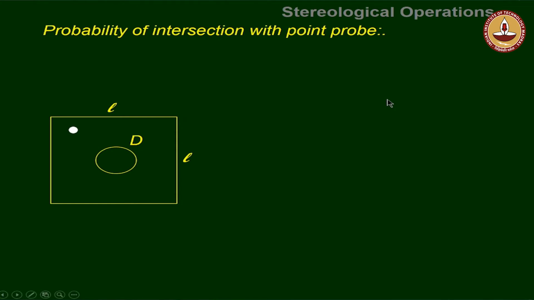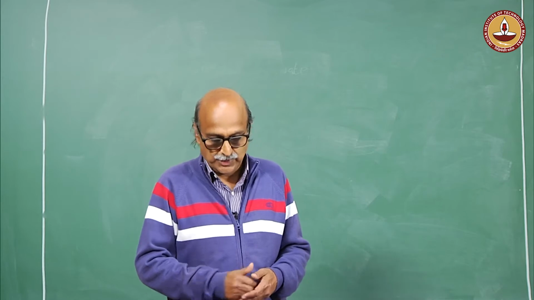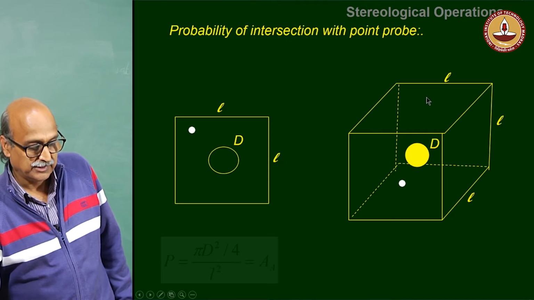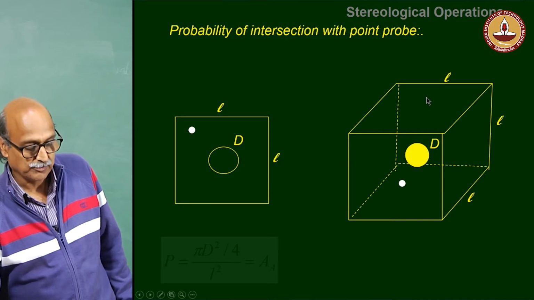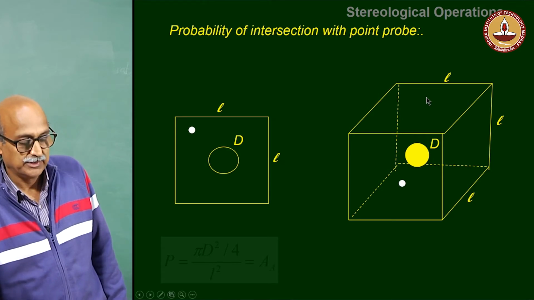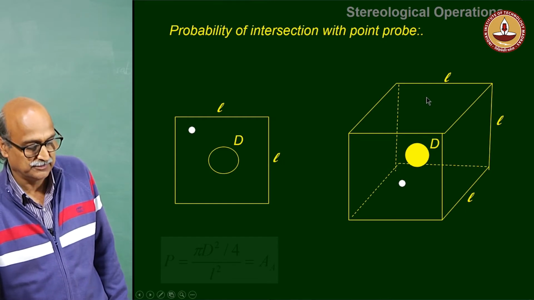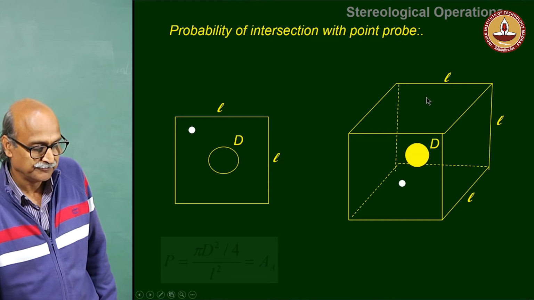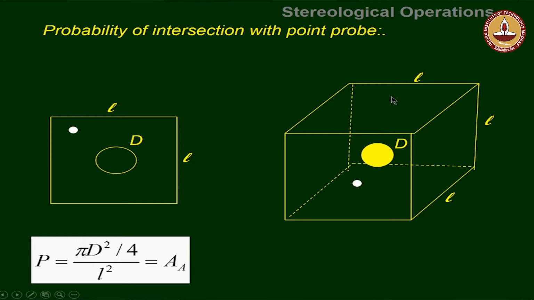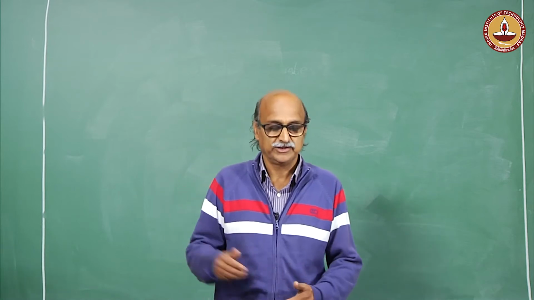This is one operation that you have already seen: probability of intersection with a point probe. Here, if you have a circular object of diameter d contained in a two-dimensional box of size L by L, and I put a random point, then we have already seen that the probability that this point will fall in the circular object is given by the area of the object, pi d square upon 4, divided by L square, which is also related to the area fraction in the structure.